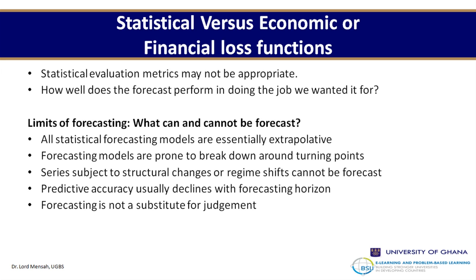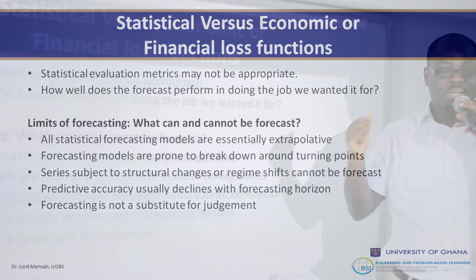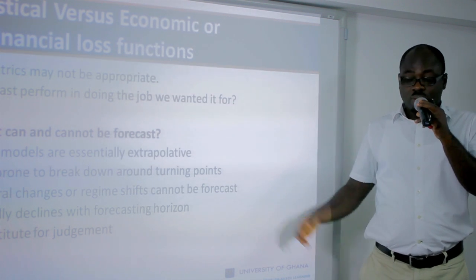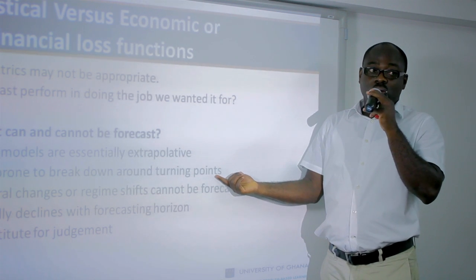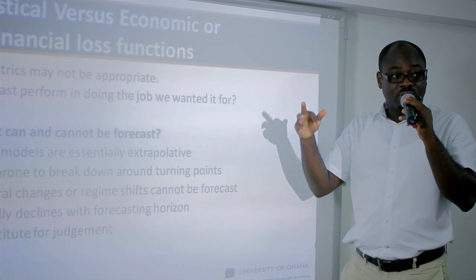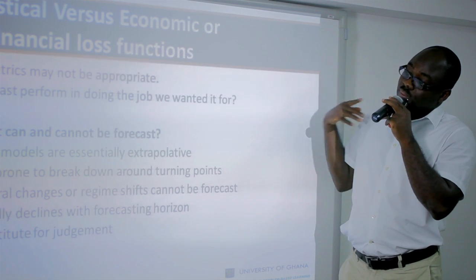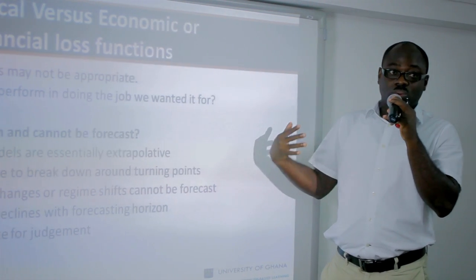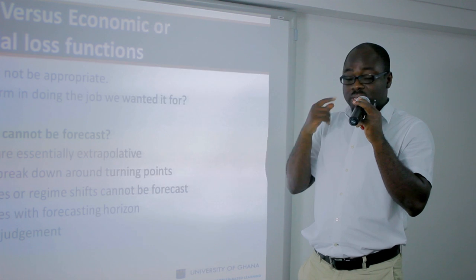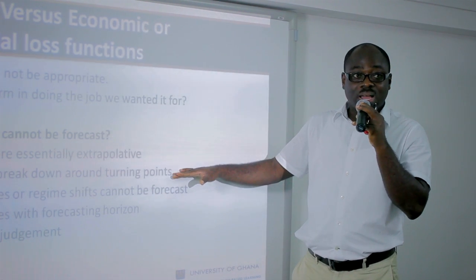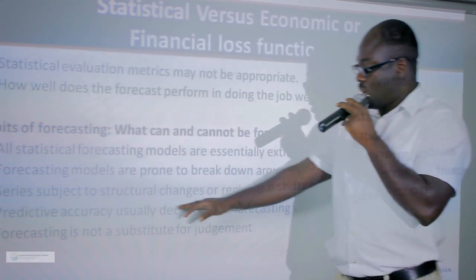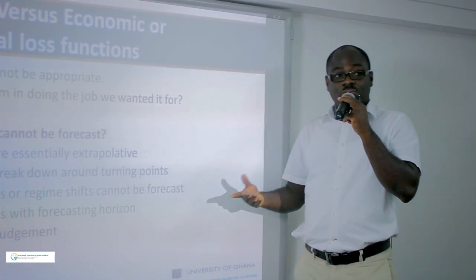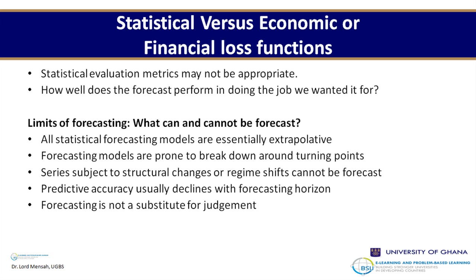And forecasting models are prone to break down around turning points. So if you have data that is not continuous but breaks along the line, then it becomes a problem when you want to forecast. And we studied this under the first lecture, where I mentioned that you have to make sure that you test for stability in your coefficient. If the coefficient is stable, then you can rely on your forecast. But if the coefficient turns out not to be stable, then you know the forecasting breaks down. It means there's a turning point in your series. Now, series subject to structural changes or regime shift cannot be forecast. Of course, they go hand in hand. The first case and the second case go hand in hand.